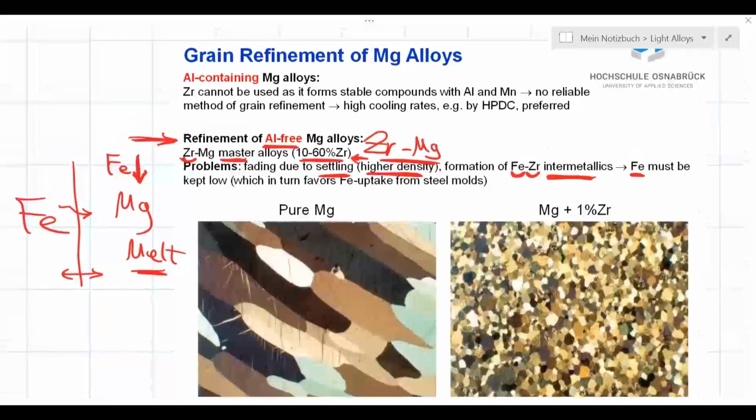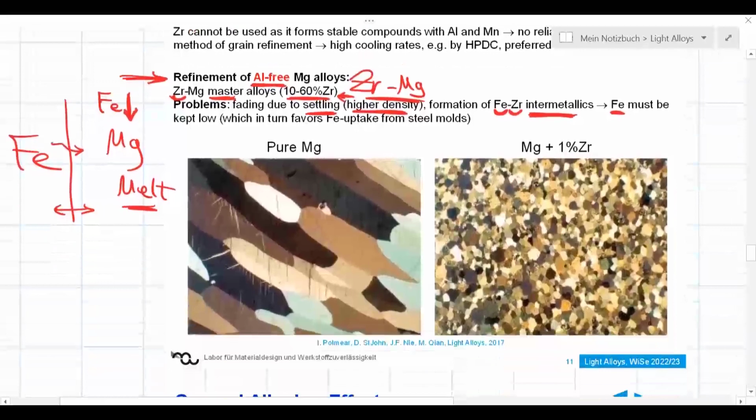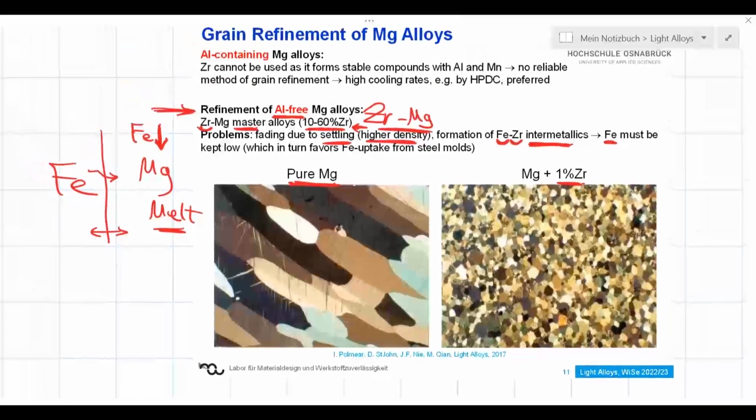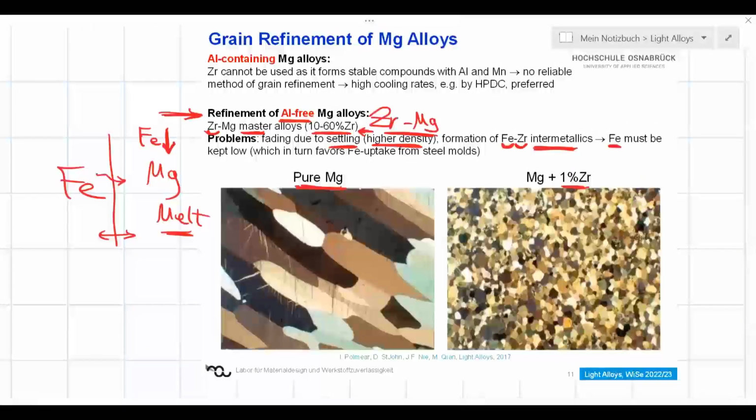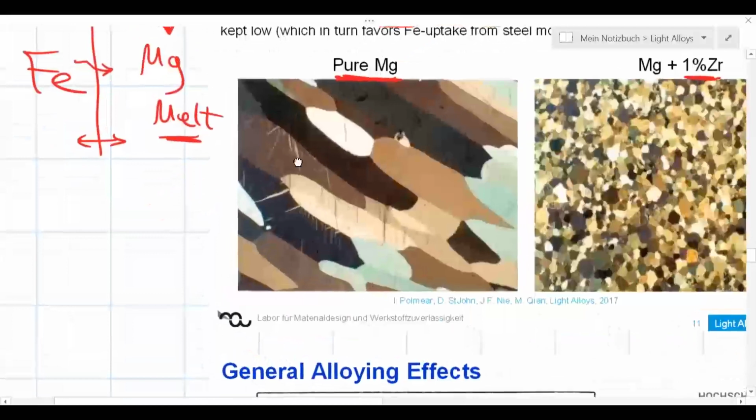Good. So that was the option we have with aluminum-free magnesium alloys. Here's an example: pure magnesium without zirconium, and pure magnesium with 1% of zirconium added. We see that it refines the grain size dramatically. Scale bar is not included, but I assume we are talking about the same magnification. So we see the influence of zirconium in reducing grain size. And by the way, I think in some regions of these pure magnesium, we could also see some twinning.